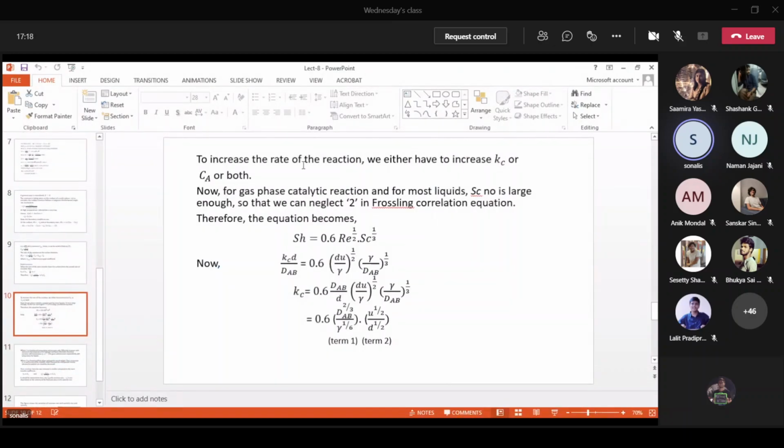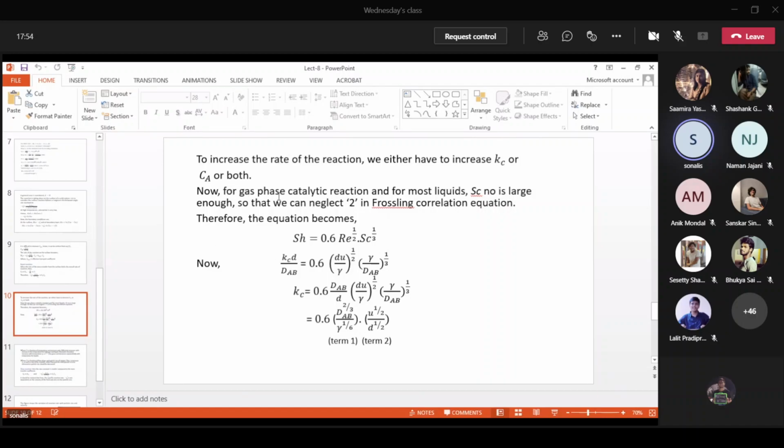To increase the rate of the reaction, we either have to increase Kc or Ca or both. So if minus Ra is equal to Kc into Ca, then obviously if we want to increase the rate, either we have to increase the mass transfer coefficient, that means we have to increase the diffusional rate, or we have to increase the concentration of reactant, or otherwise we can increase both together. Then the total rate of the reaction will be faster.